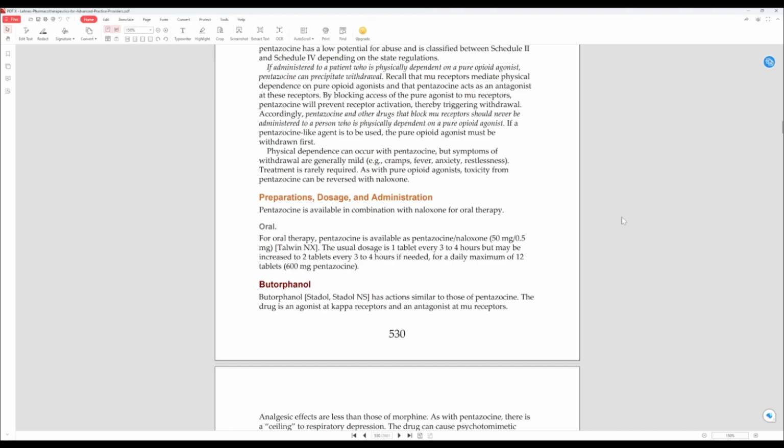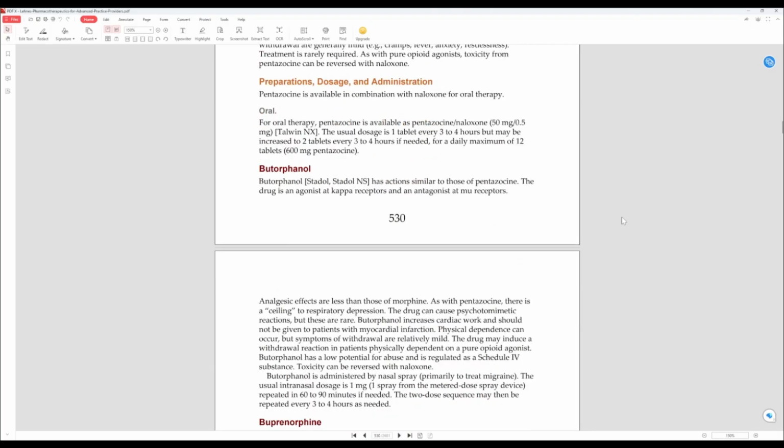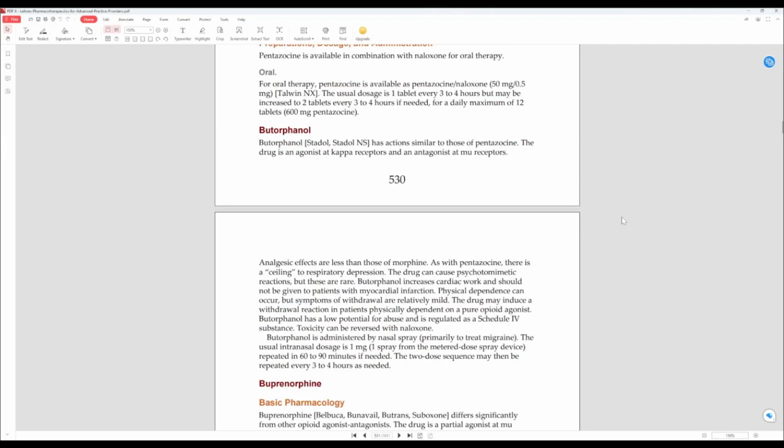So, its preparation, dosage, and administration. Talvin is available in a combination with Narcan for oral therapy and is available as a combo drug called Talvin NX. The usual dosage is 1 tablet every 3 to 4 hours, but may be increased to 2 tablets every 3 to 4 hours for a daily maximum of 12 tablets, which would equate to 600 milligrams. It's usually 50 milligrams per tablet.